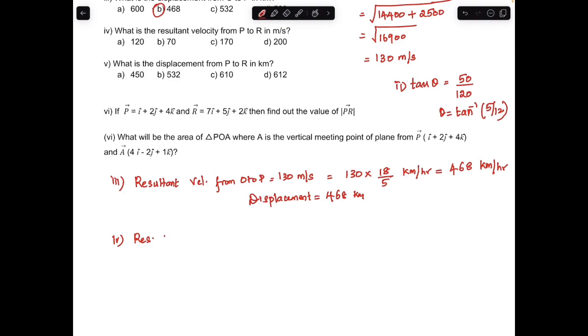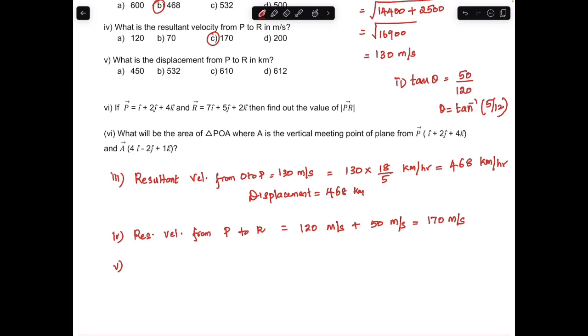Resultant velocity from P to R is equal to 120 meter per second plus 50 meter per second, which is 170 meter per second. So the option is C. Fifth subdivision, what is the displacement from P to R in kilometer? So in fourth part, we have got the answer in meter per second. So let us convert that to kilometer.